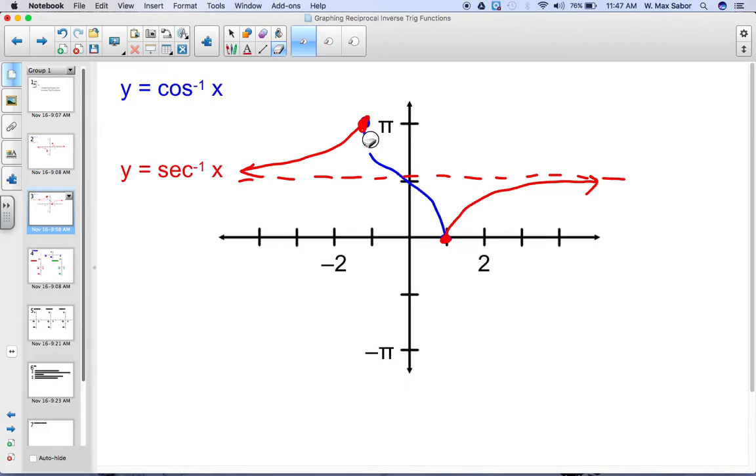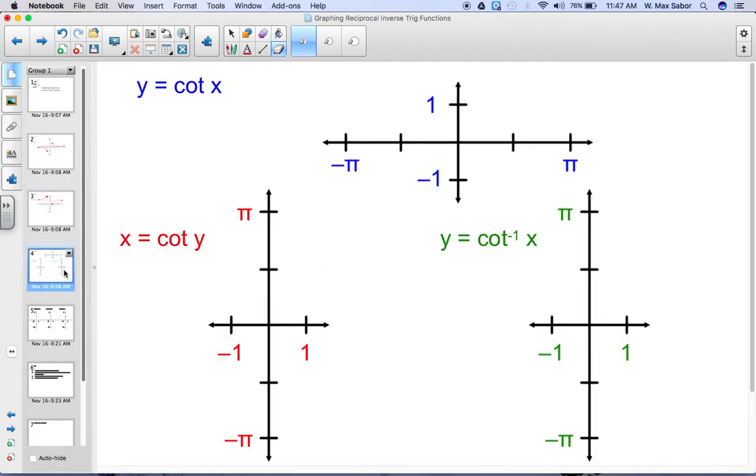We can erase cosecant. Essentially, all I'm doing is using the reciprocal of arccosine to take arcsecant.